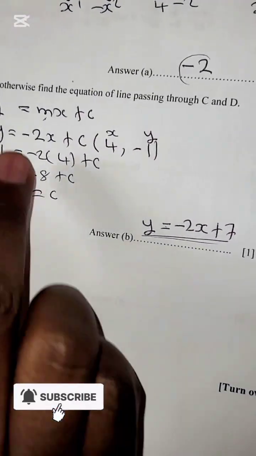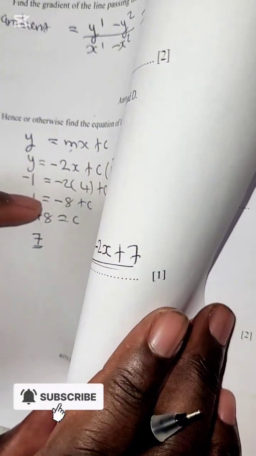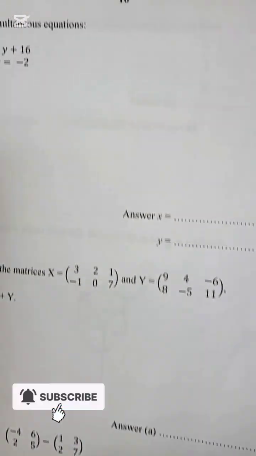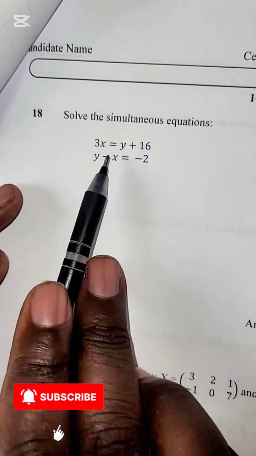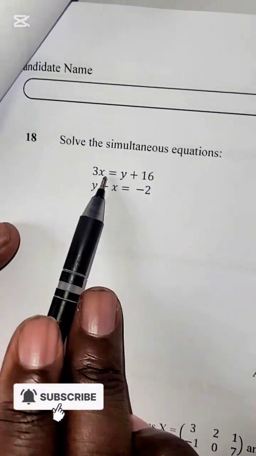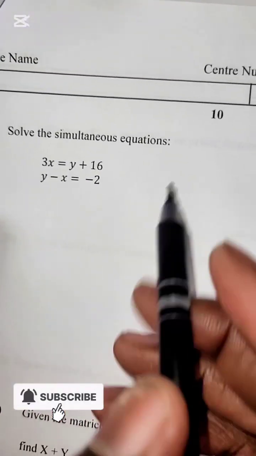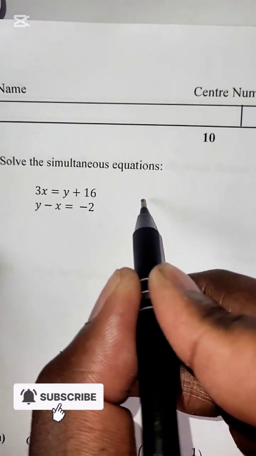That's the equation of a line passing through CD. Okay, so we are given this one. Solve the simultaneous equations. As you can see, the two equations right here are not in order.